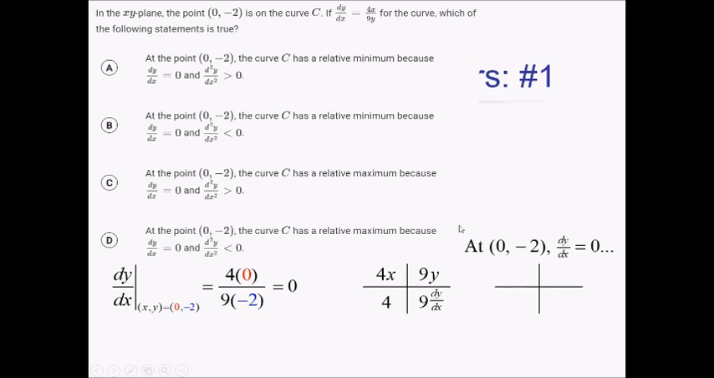So putting this inside the box, and then I'll just assemble it outside here. We've got 4 times 0, the x value 0, that's going to be 0. 9 times the y value, negative 2, is negative 18. And then we have 4, which is just a constant. 9 times the dy/dx value, 0, is going to be 0. Multiplying it back out, now this is the second derivative evaluated at (0, -2).